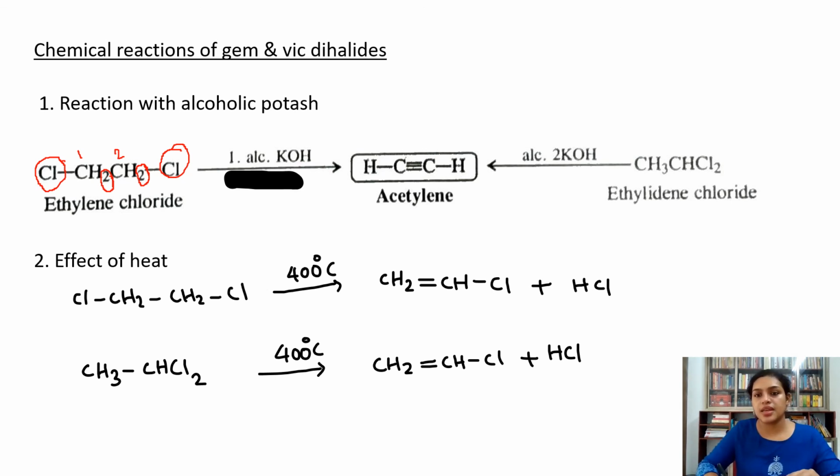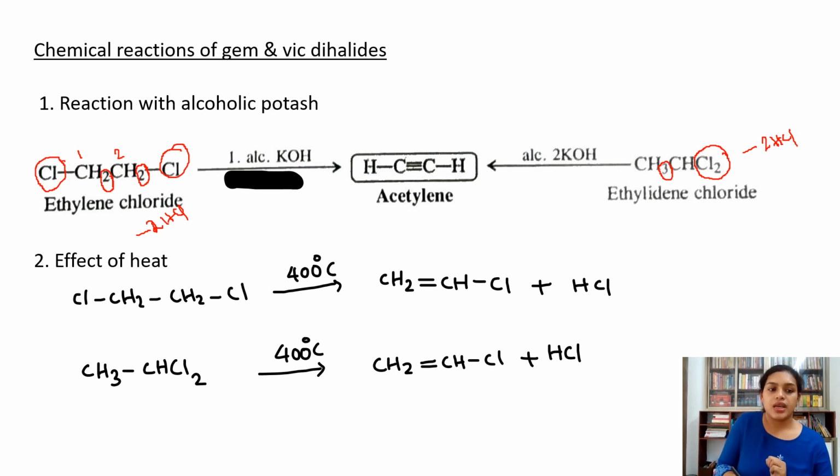Here also the same thing happens. You can see that there are two halogen atoms, and here there are 3 hydrogens, so we will be taking only 2 hydrogens. Here again 2 molecules of HCl are eliminated, like in the first example, to give acetylene. So when treated with alcoholic potash, both gem and vic dihalide will give you the same product.